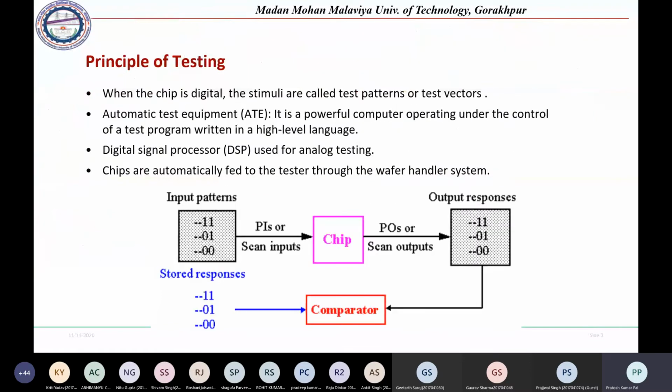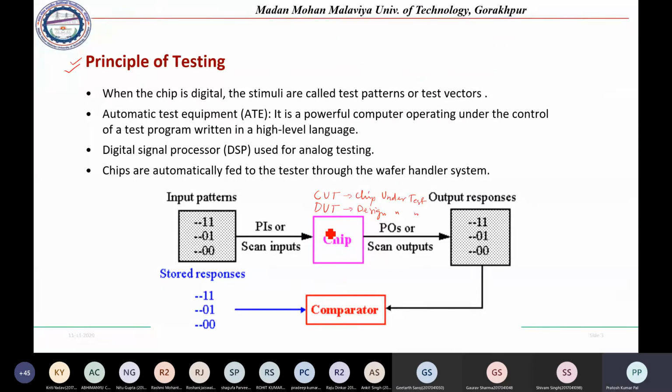So what is the basic principle of testing? The basic principle of testing is like this: a chip is there. This chip that we are going for testing is called design under test, or we call it chip under test. So this design under test will have some inputs and will give some output.